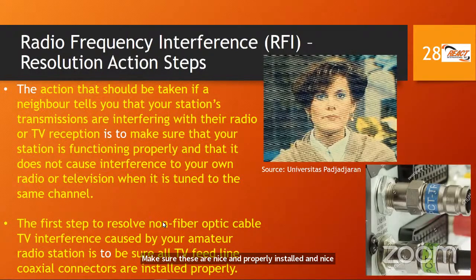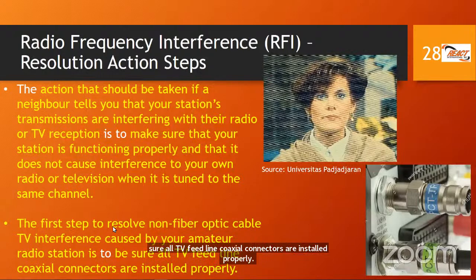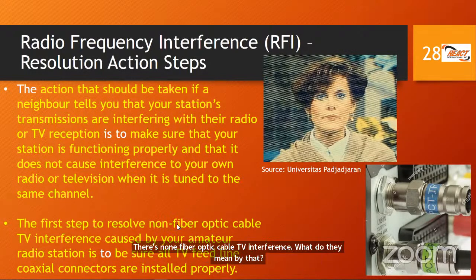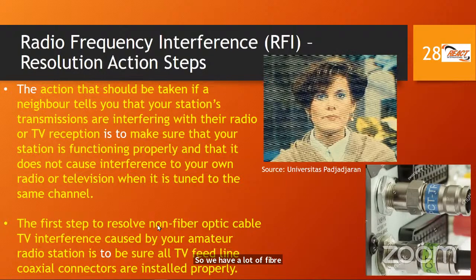The first step to resolve non-fiber optic cable TV interference caused by your amateur radio station is to be sure all TV feed line coaxial connectors are installed properly. So let's dissect this a little bit. First step, to resolve non-fiber optic cable TV interference. What do they mean by that? So we have a lot of fiber optic services coming to our homes, but we may also have coaxial type services, these sorts of cables, right? So they're talking about the coaxial type cable that's coming in.